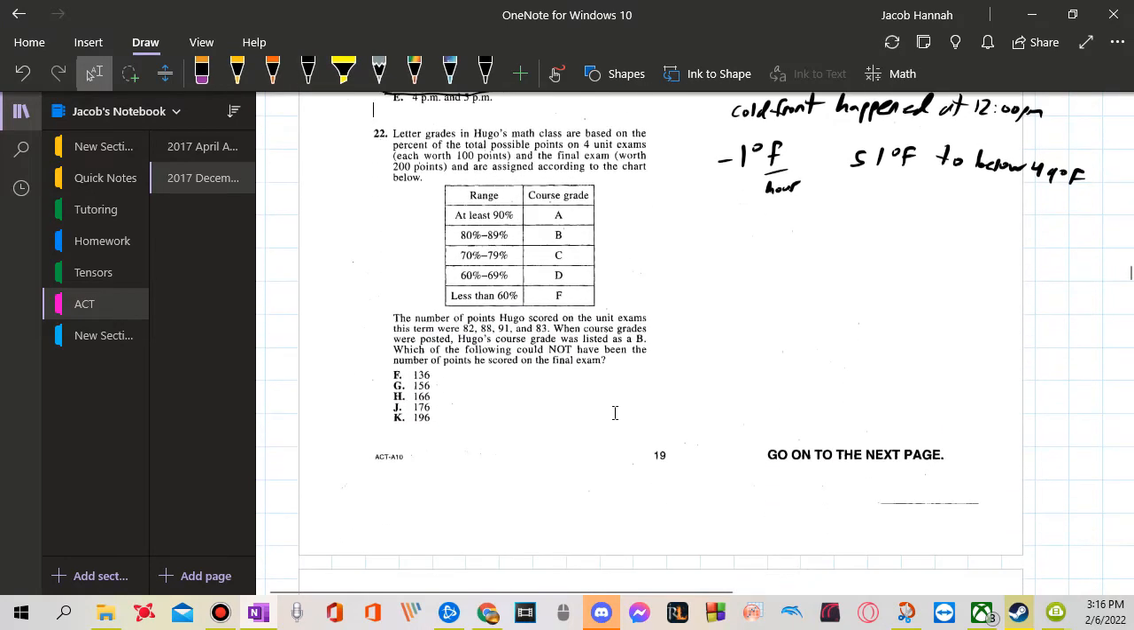Nice. 22. Letter grades in Hugo's math class are based on the percent of total possible points on 4 unit exams, each worth 100 points, and the final exam, which is worth 200 points, and are assigned according to the chart below. The number of points scored on the unit exams this term were 82, 88, 91, and 83. When course grades were posted, Hugo's course grade was listed as a B. Which of the following could not have been the number of points he scored on the final exam?